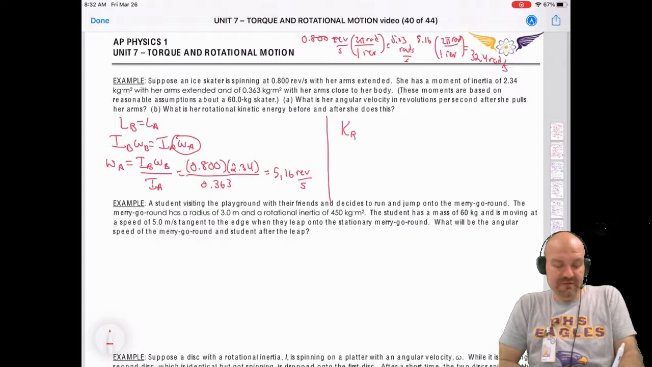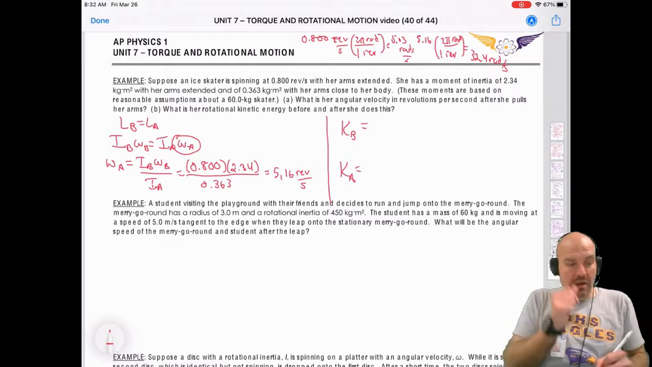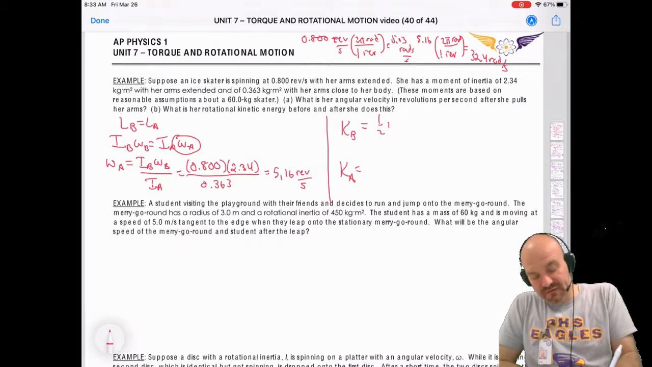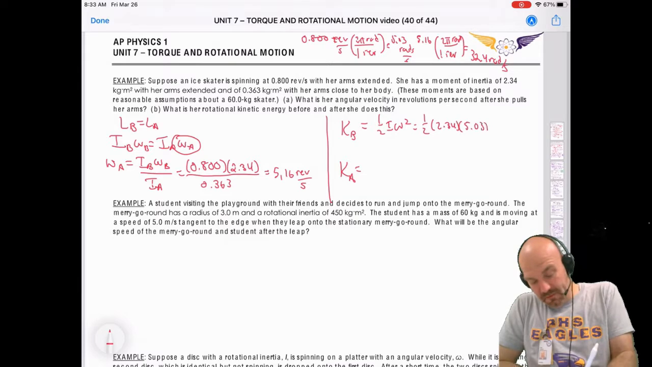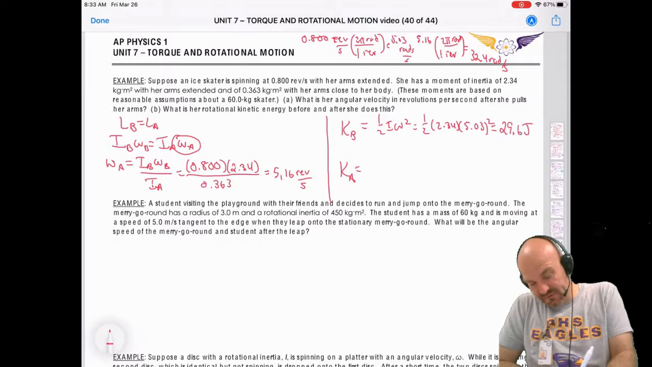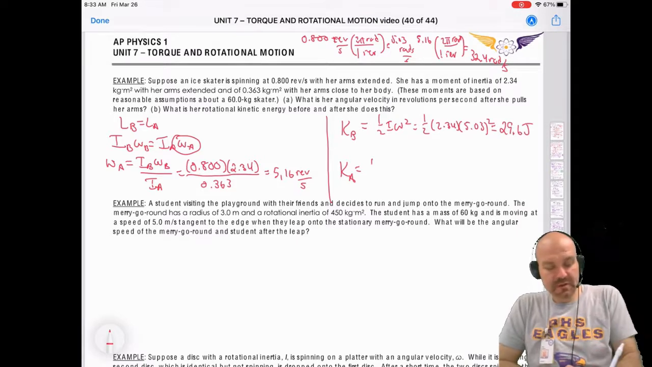And so now we can find her K before and her K after. Okay, so we're expecting her kinetic energy after to be greater, because despite the smaller I value, the omega is considerably bigger, right? So we're going to say K is 1/2 I omega squared. So it's going to be 1/2 times 2.34 times 5.03 squared, and that gives us 29.6 joules worth of energy.